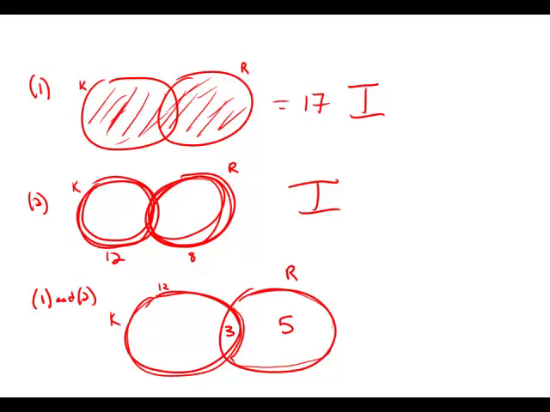and just checking to make sure this makes sense, K has 12, so if there are 3 in the overlap region, there must be 9 here, and if we add this up, 9 plus 3 plus 5, that does add up to 17. So this does check out.